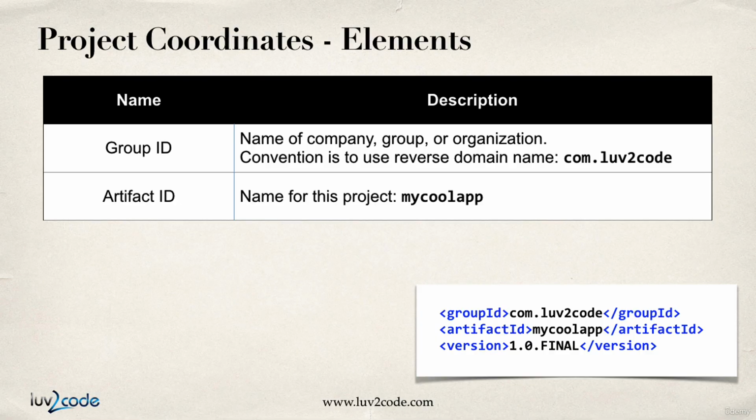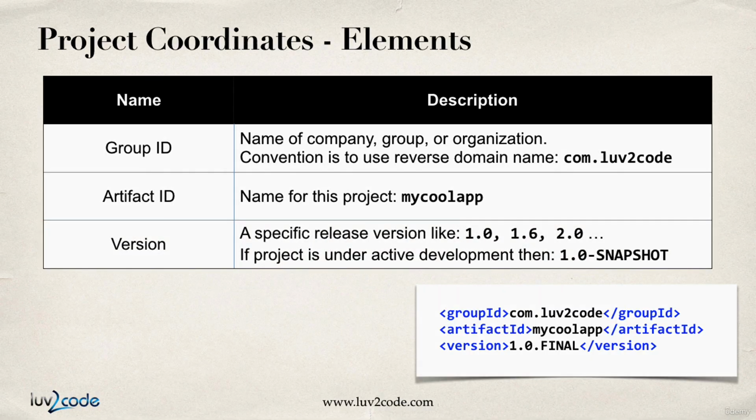And then we have the artifact ID. So the artifact ID is the name for this project. So whatever your project is called, that's the artifact ID. And then the version is the specific release version that you have for your project, like version 1.0, 1.6, 2.0, and so on. If the project is under active development, then you can use 1.0-snapshot. So snapshot means that this work is still under active development.